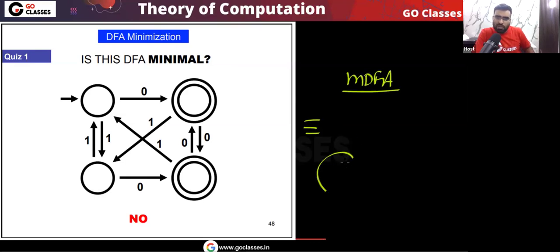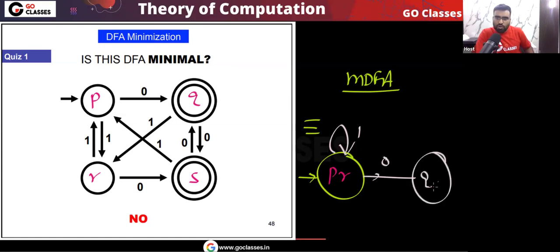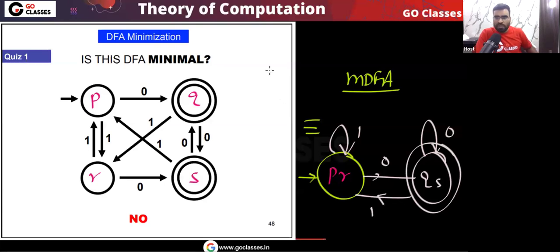We have already found that the minimal DFA will have two states, because already this is P, Q, R, S. Remember, P R will be together. On 1, there will be a self loop. On 0, we will go to Q S. On 0, there will be a self loop. This is the final state. On 1, we are going here. So this is the minimal DFA. Is this point clear? Please tell me.